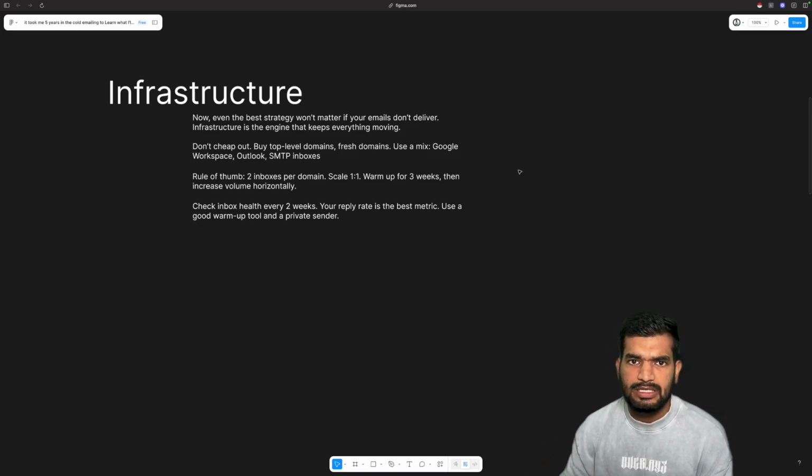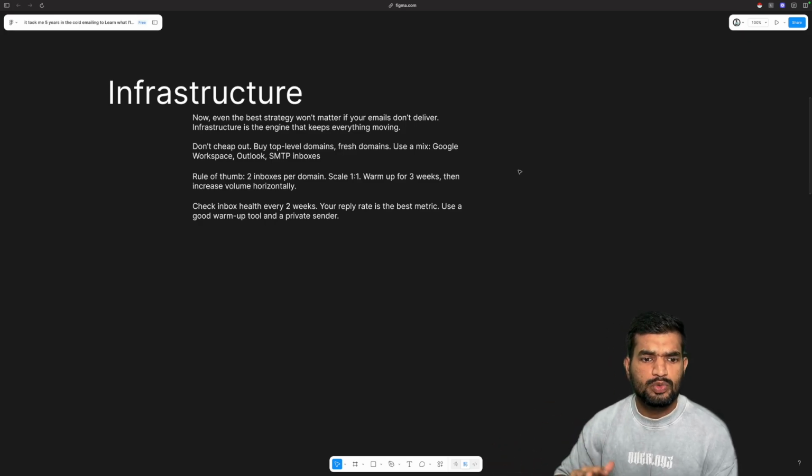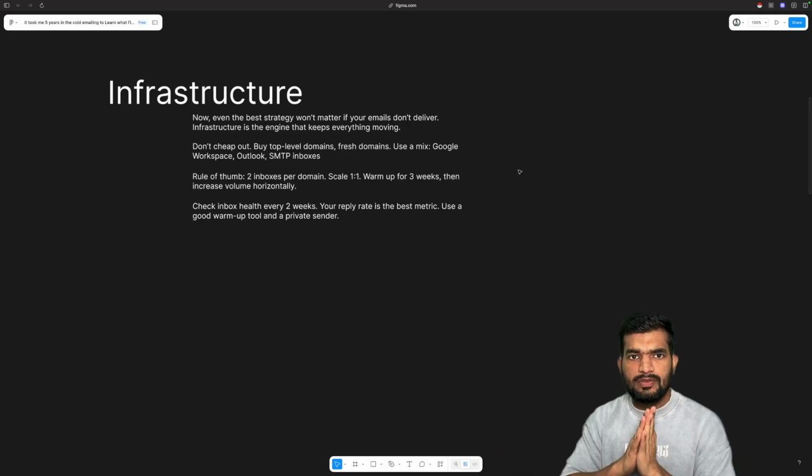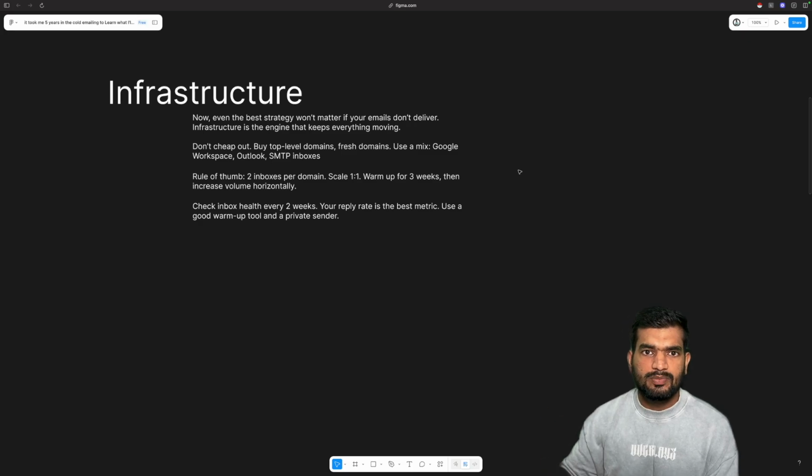Buy top level domains, .com, .net. Get fresh domains, make sure they don't have a negative rating on Spamhaus. Use a mix of Google inboxes, Outlook and SMTP inboxes. We have a rule of thumb, 2 inboxes per domain and only 100 emails per domain with warm up and outbound 1-on-1 ratio. And we obviously start with a warm up of 3 to 6 weeks and then increase volume horizontally. Obviously make sure you check inbox health every 2 or 3 weeks, and the only metric that I would trust is always the number of replies I'm getting per inbox.